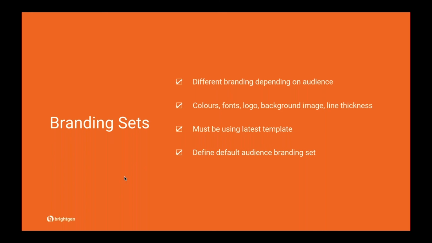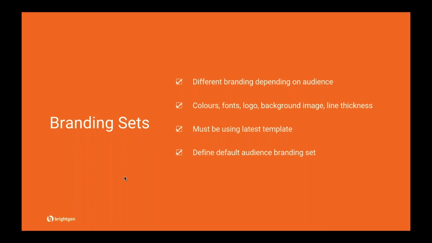Branding sets. So there's a new feature in Winter 18. This allows you to present different branding depending on an audience, but from the same community. Rather than having to build multiple communities or having to have a load of complex logic deciding what to display to who, you can basically define colors, fonts, logos, background images, and line thickness. And you can then say for a particular audience, a particular user that matches this criteria, falls into this audience, they get to see this particular branding.